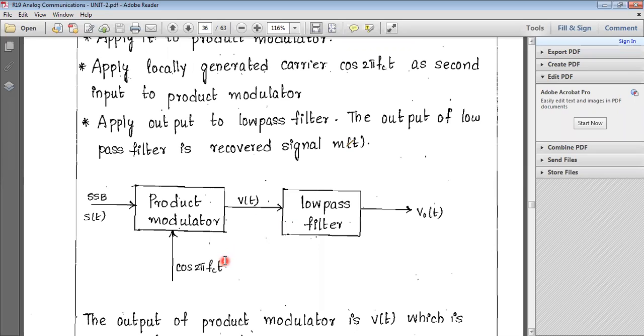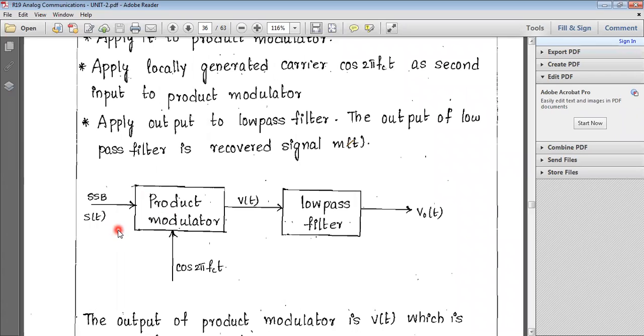The block diagram of coherent detection of SSB wave consists of a product modulator and a low pass filter. For the product modulator, already you know what is the input for demodulator circuits? We give the modulated wave. Since it is SSB demodulation, here we apply the SSB modulated wave. This circuit is entirely placed at the receiver side.